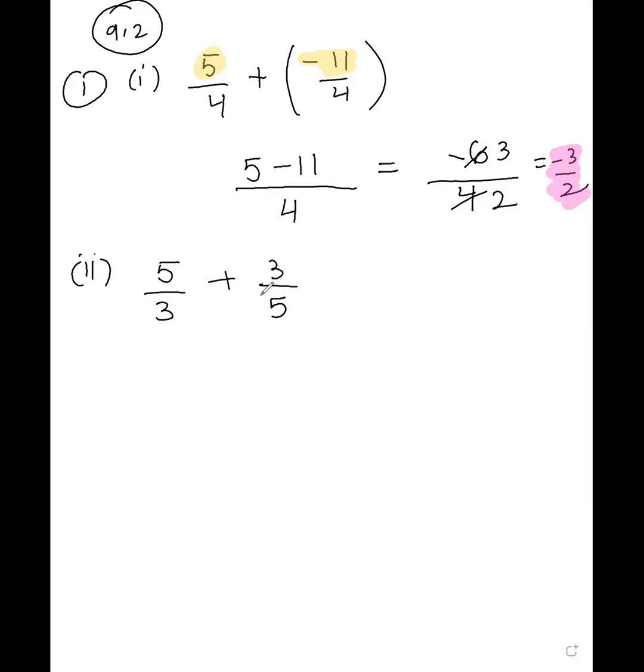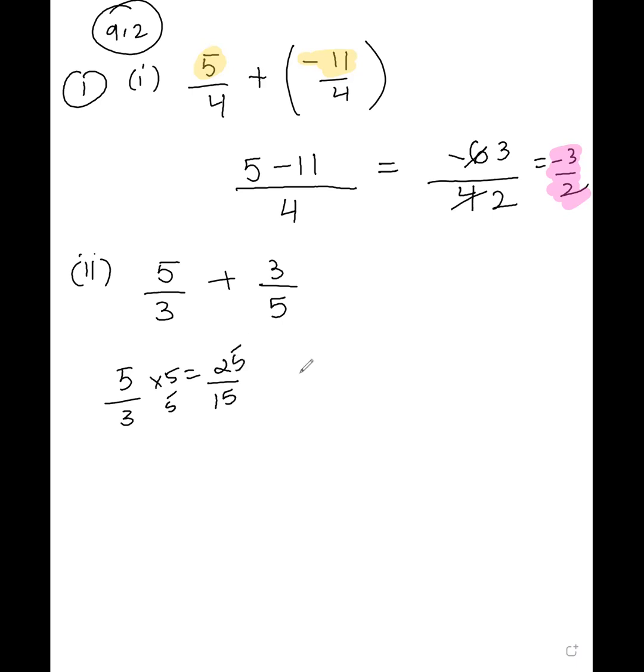We will find the LCM. Very good. And that will be 15. So 5 by 3, we have to make it into 15. 25 by 15. Very good. So we have to multiply numerator and denominator both by 5.